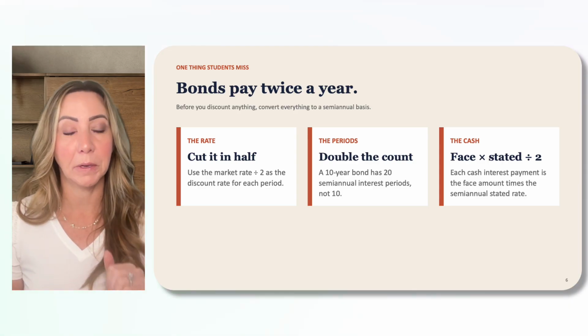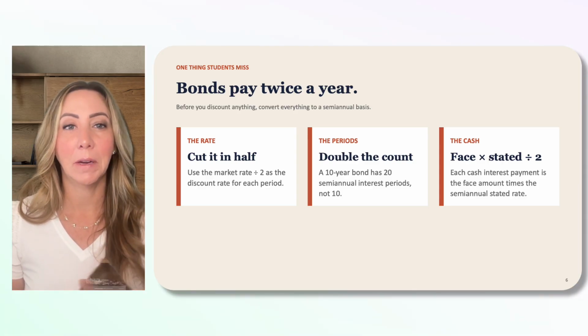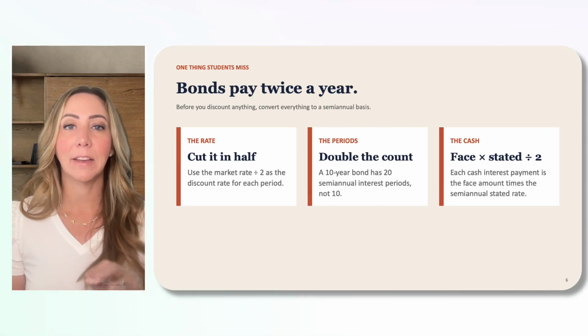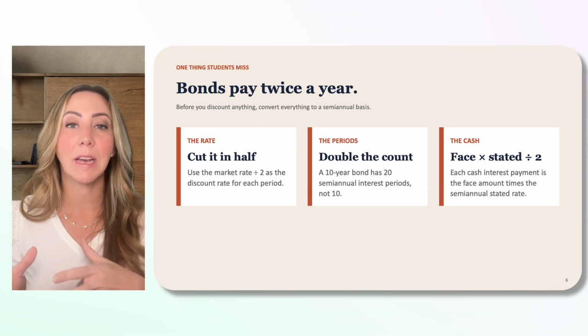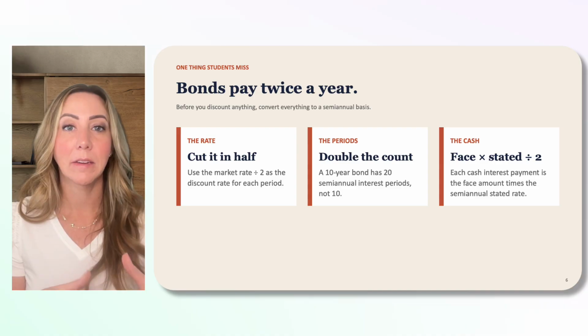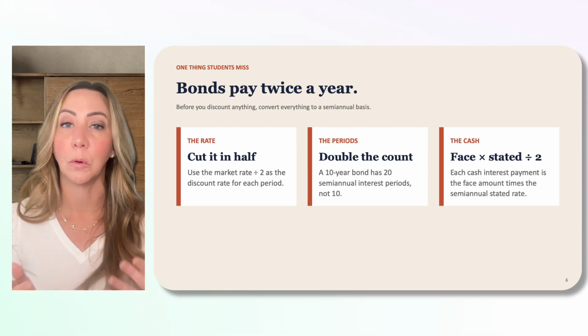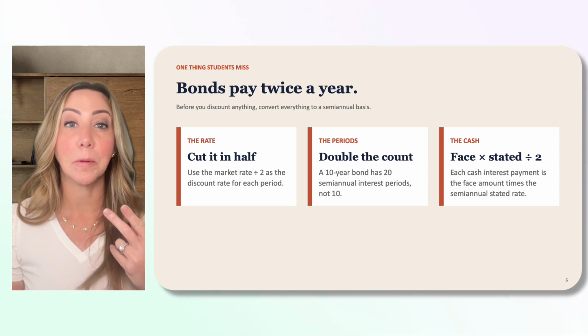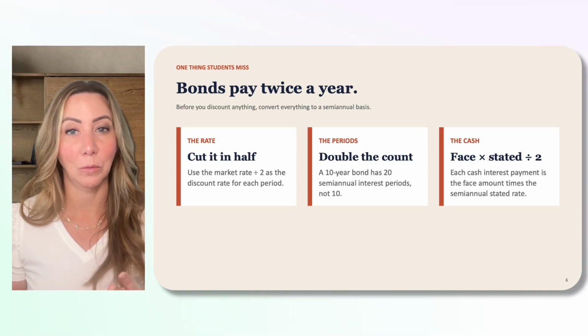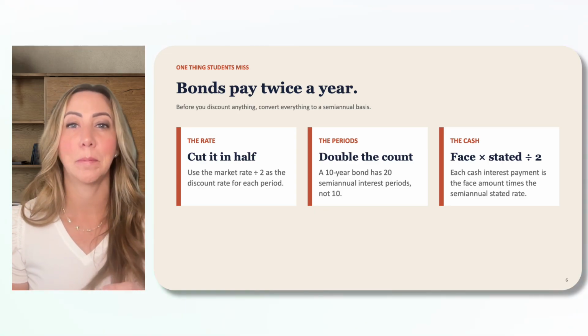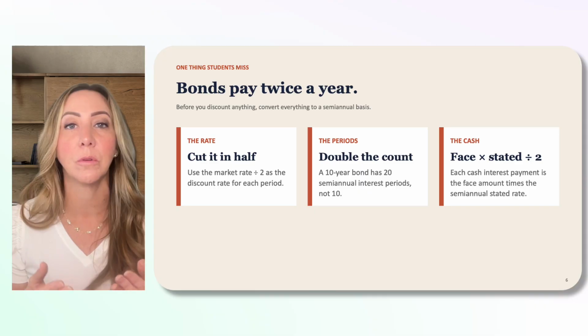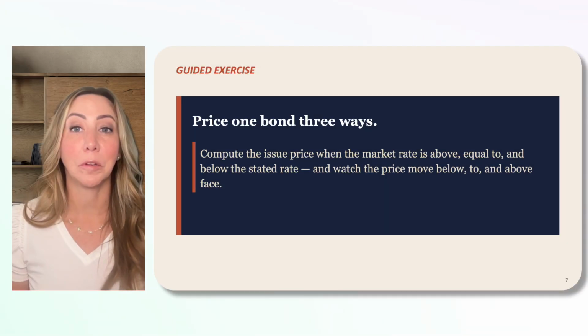Second, the number of periods. Double it. A 10-year bond doesn't have 10 interest periods, it has 20. Third, the cash interest. It's the face amount times the semi-annual stated rate. So a 10% bond actually pays 5% of face every 6 months. Get in the habit of doing those three conversions first before you touch a present value table or calculation. Halve the rate, double the periods, and compute the semi-annual cash payment. Students who skip this step are usually the ones who get the bond pricing wrong, so try to make it automatic.